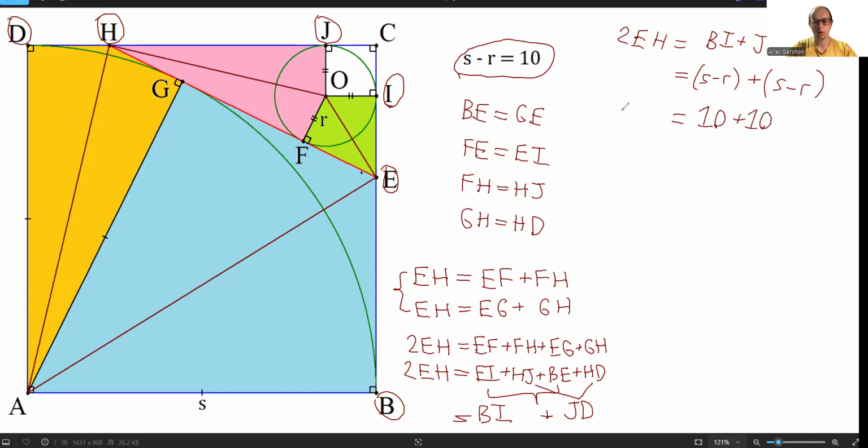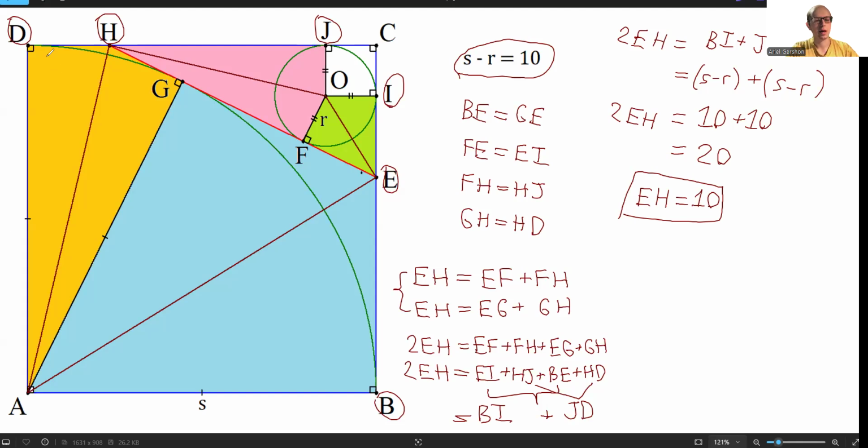So we have 2EH equals 10 plus 10, which is 20. And that means that EH is equal to 10. And that's it. The red line has a length of 10. That's what we needed to prove.